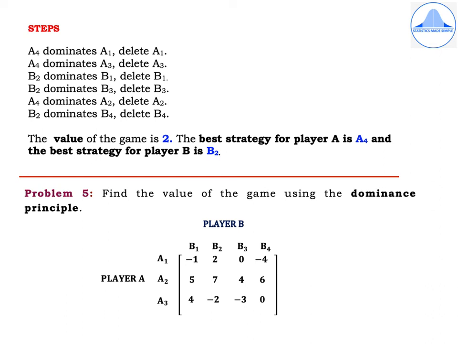Problem 5. Find the value of the game using the dominance principle. So the payoff matrix for player A has the strategies as A1, A2, A3 and player B's strategies are B1, B2, B3 and B4. The payoffs are -1, 2, 0, -4, 5, 7, 4, 6, 4, -2, -3 and 0.